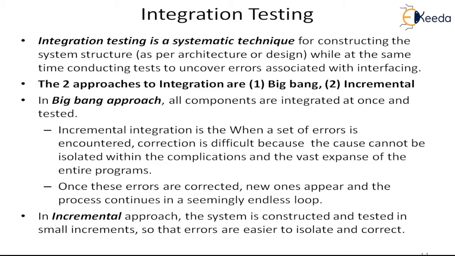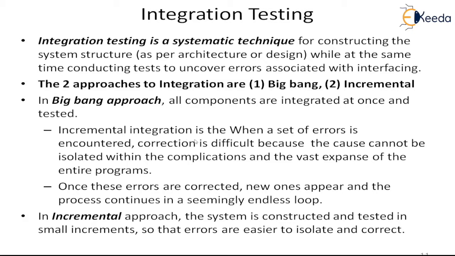There are two approaches. One is called the Big Bang, the other is called the incremental. In the Big Bang approach, we take all the components, because they are all unit tested, and we integrate them at once. We make a complete build of all the components that are supposed to be in the software.